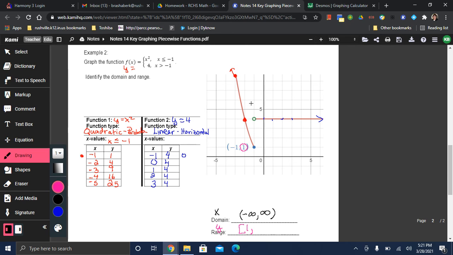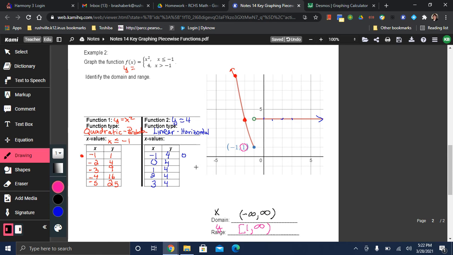The y values continue to go up, and so they go from 1 and go on forever to infinity. And so with infinity, we use that parentheses rather than the bracket. So this would be the type of analysis that you could do.